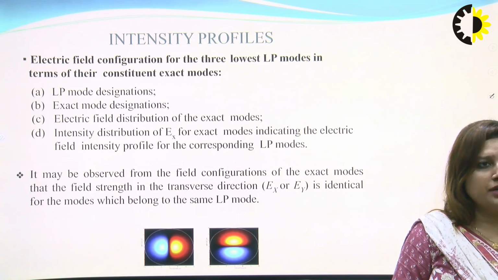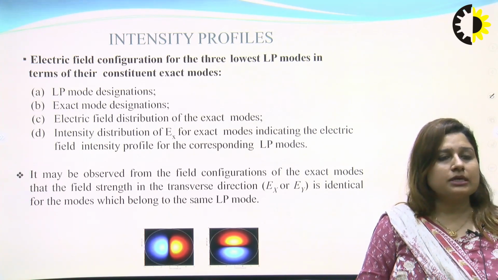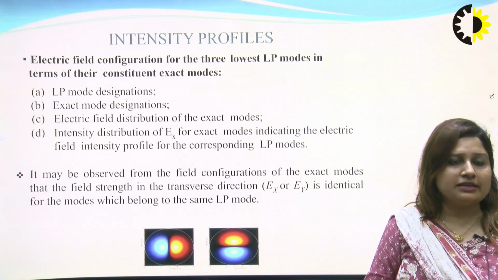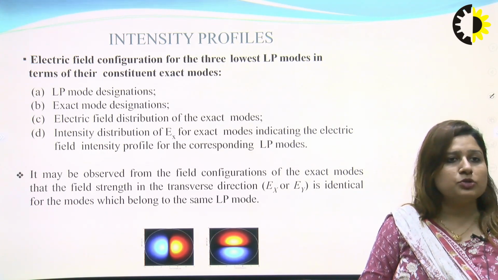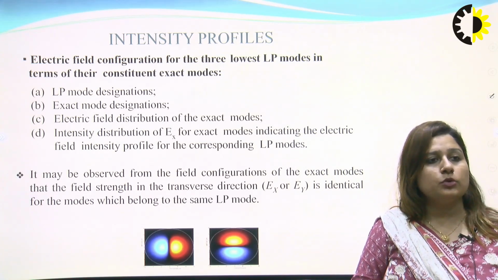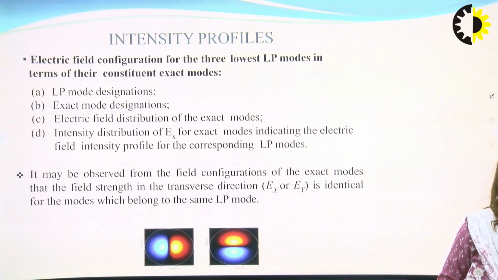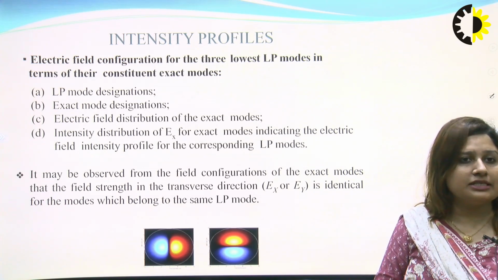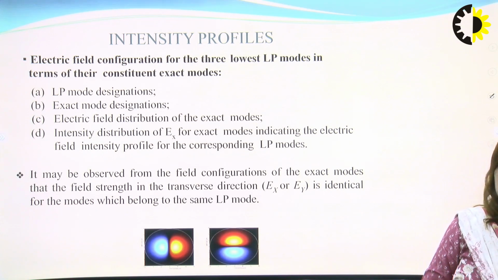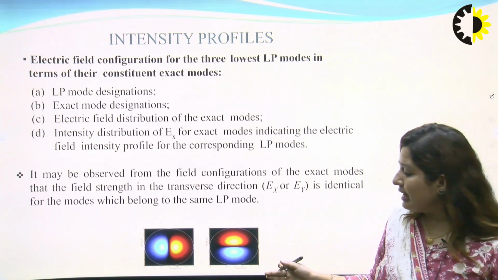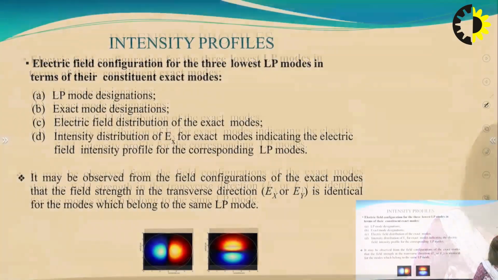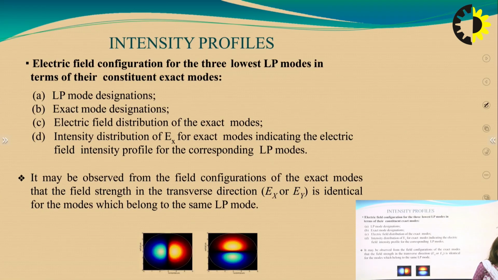Electric field configurations for the 3 lowest LP modes are shown in terms of their constituent exact modes: the LP mode designations, the exact mode designations, the electric field distribution of the exact modes, and the intensity distribution of EX for the exact modes, indicating the electric field intensity profile for the corresponding LP modes. It may be observed from the field configuration that the electric field is in the X direction, that is the transverse direction, or in the Y direction. Both are identical for the modes which belong to the LP modes. So here in the figure, the first diagram is for the x direction and the second diagram is for the y direction. Both are similar to each other, but the direction of the electric field is different.